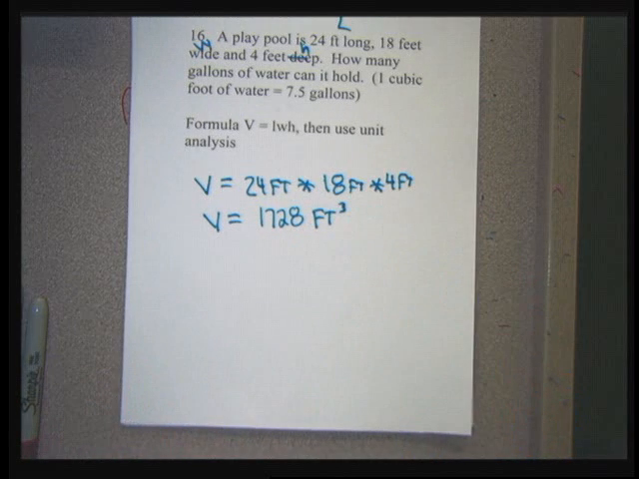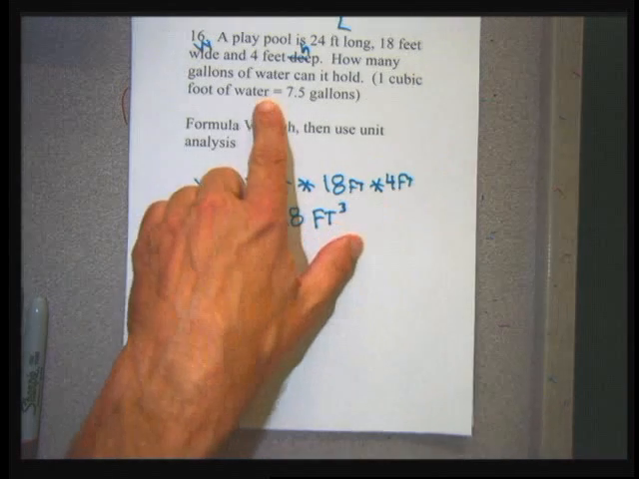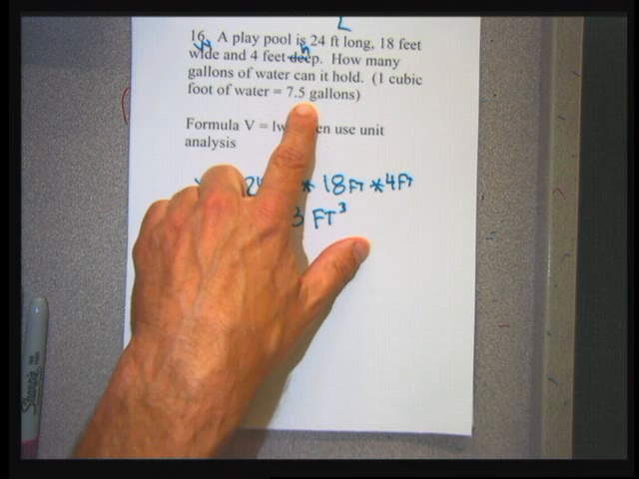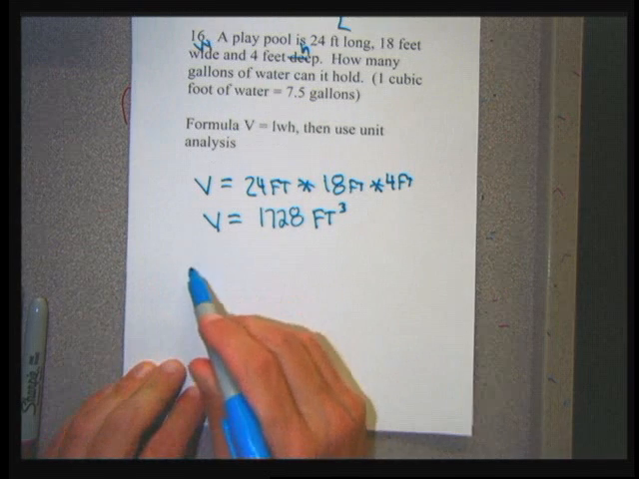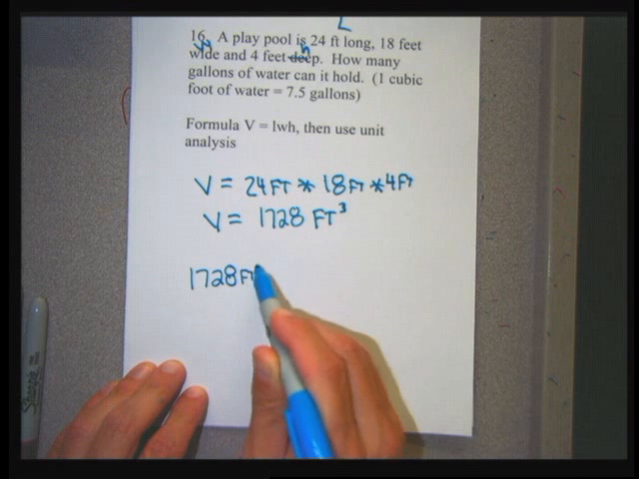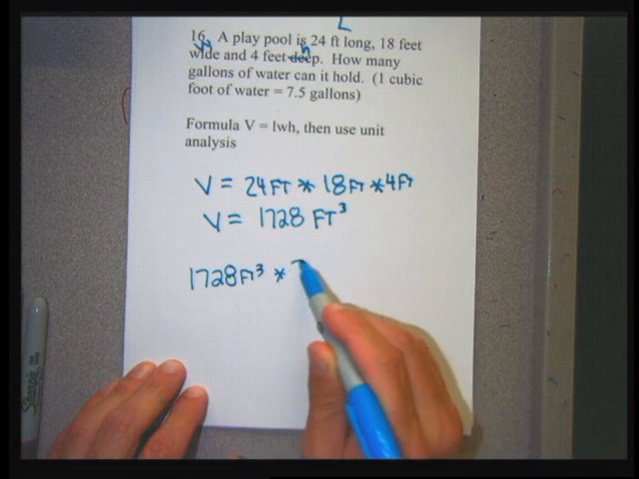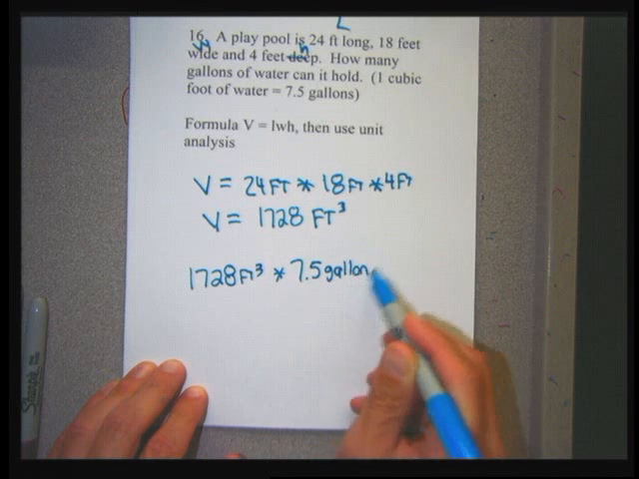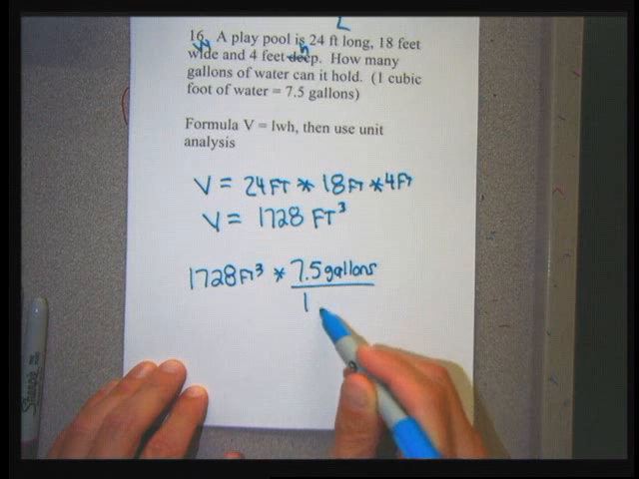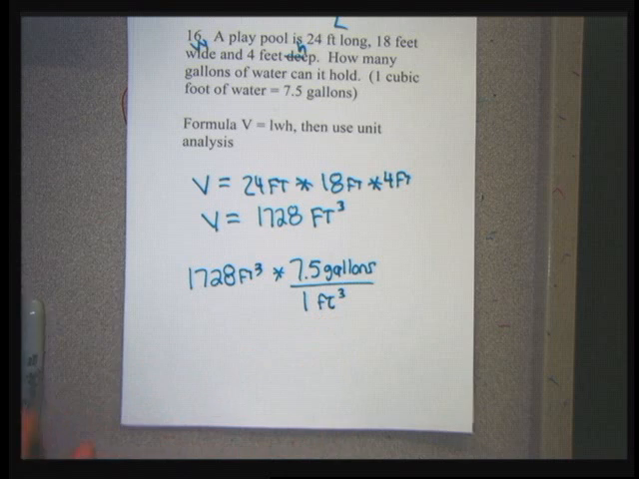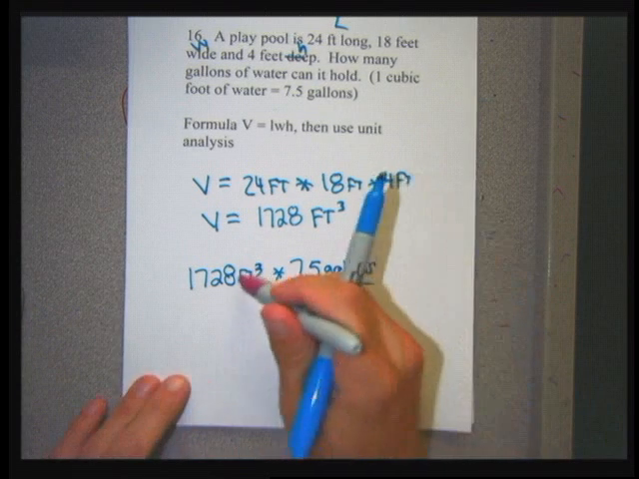That's not the answer to the question, but that's the beginning of getting to the answer, because it wants me to know how many gallons it would hold. And I have this relationship between cubic feet and gallons, and I'm going to use unit analysis. I'm going to take the 1,728 cubic feet, that is the volume of the pool, and I'll multiply it by the unit. 7.5 gallons of water is the same as 1 cubic foot of water, using the notation for cubic foot rather than writing out the word. I'm going to cross out the cubic feet.